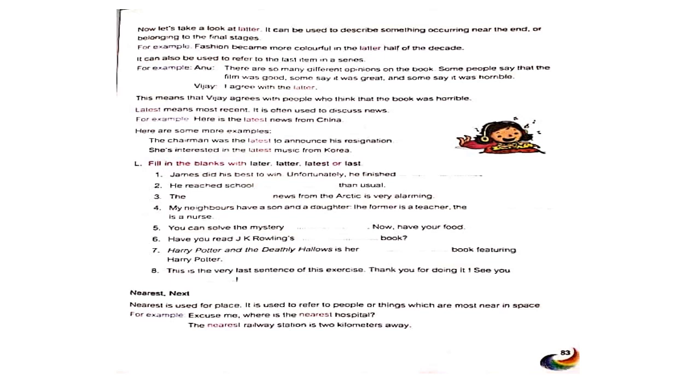Anu: There are so many different opinions on the book. Some people say that the film was good, some say it was great, and some say it was horrible. Vijay: I agree with the latter. So what does he mean by agree with the latter? This means that Vijay agrees with people who think that the book was horrible. So he agrees with the last one in the series. There is good, there's great, and there is horrible. So he agrees with the latter one, that is the last in the series, that is horrible.